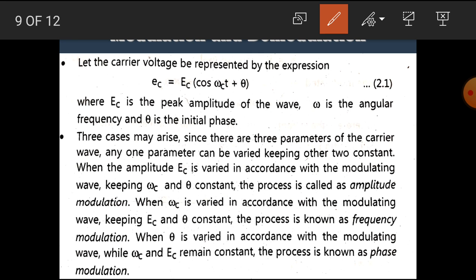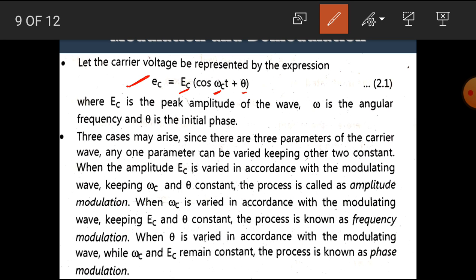Okay. Let the carrier voltage be represented by the expression e_c = E_c cos(ω_c t + θ), where E_c is the peak amplitude of the wave, ω_c is the angular frequency, and θ is the initial phase. That means this is the voltage of the carrier wave in which E_c is the peak amplitude, ω_c is the frequency, and θ is the phase.